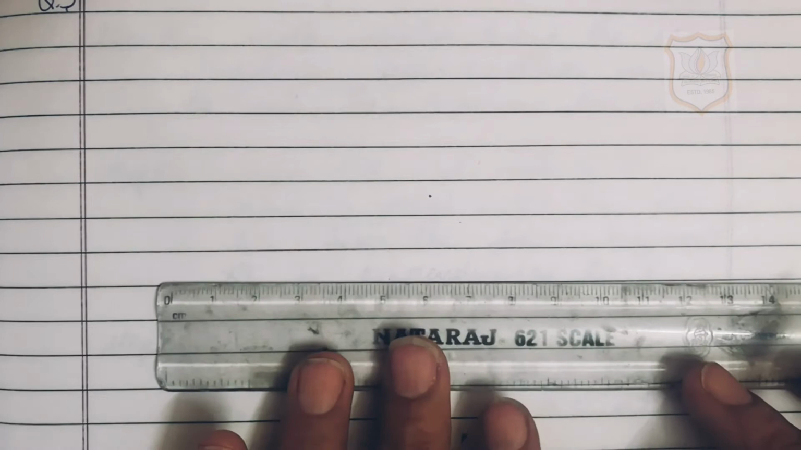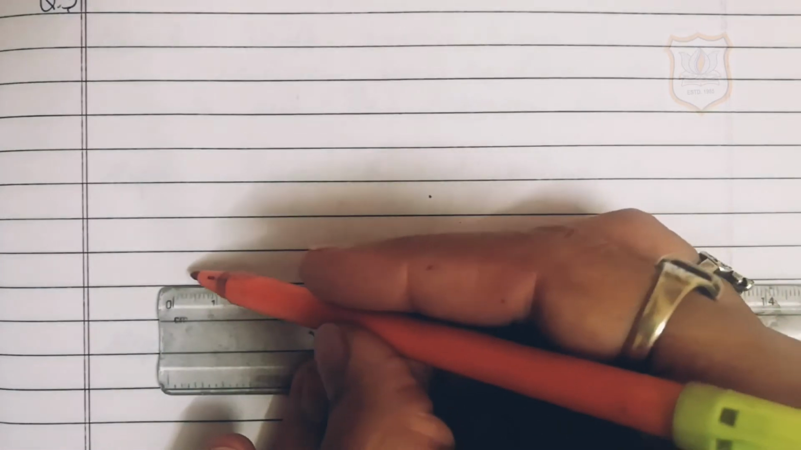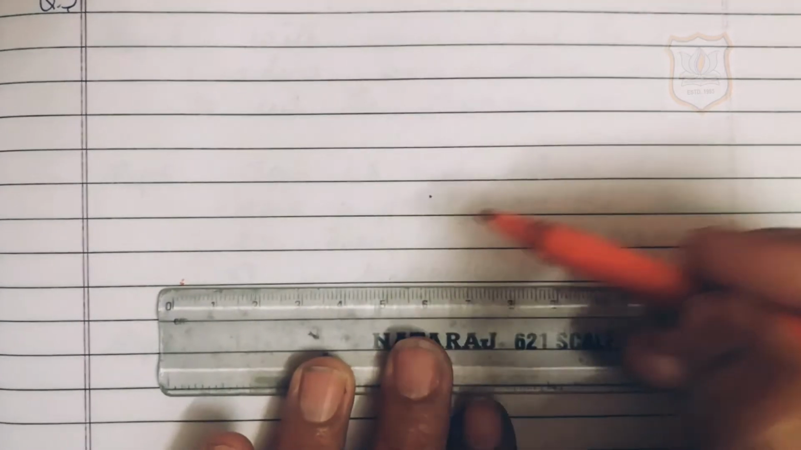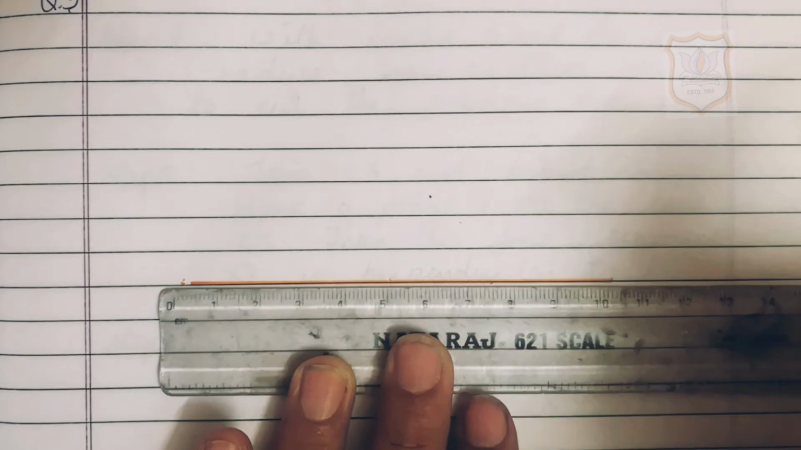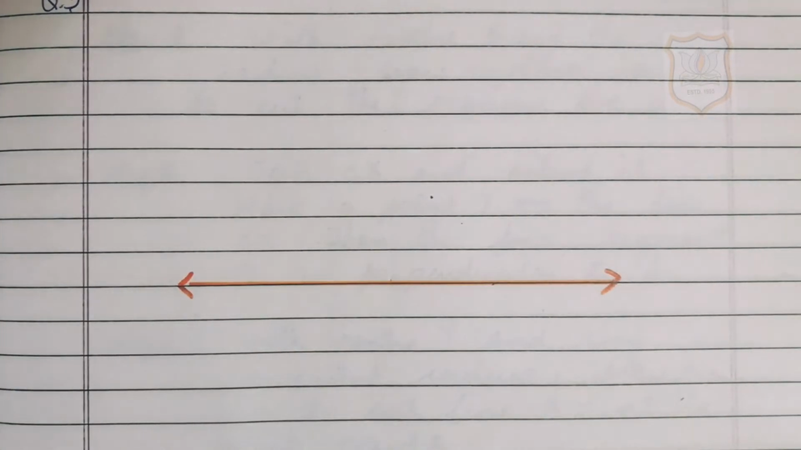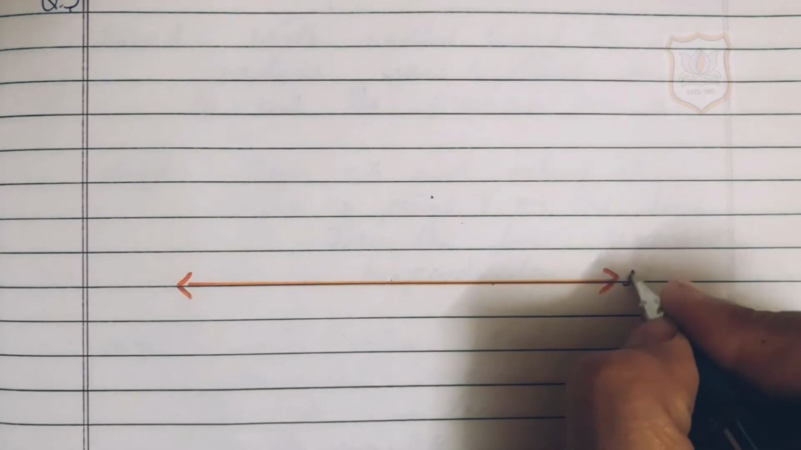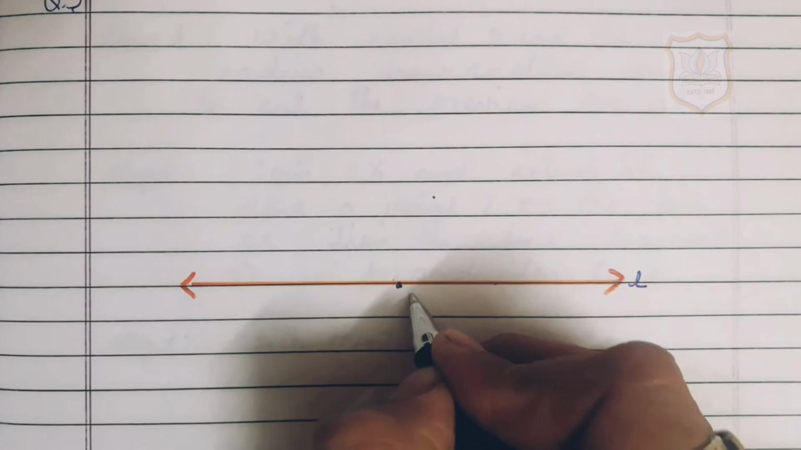Solution for question number 3. Steps of construction. Step number 1 is draw a line L and mark a point X on it. Students, with the help of the ruler, first you have to draw a line L. In this way students, you will draw line L and will mark a point X on it.